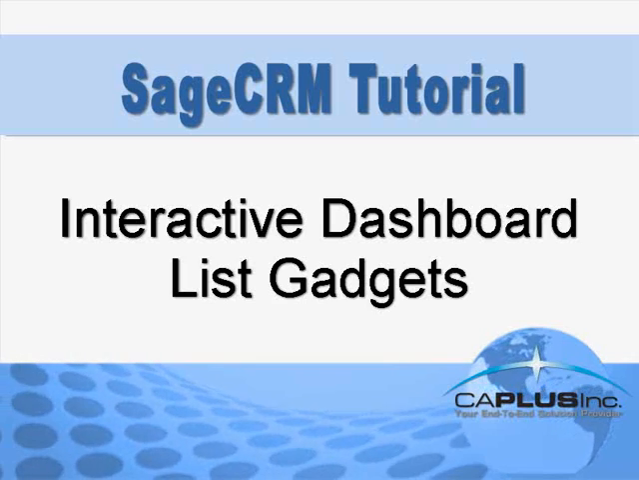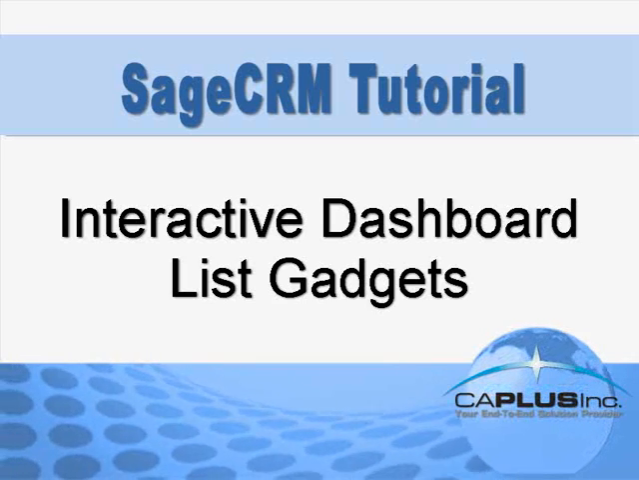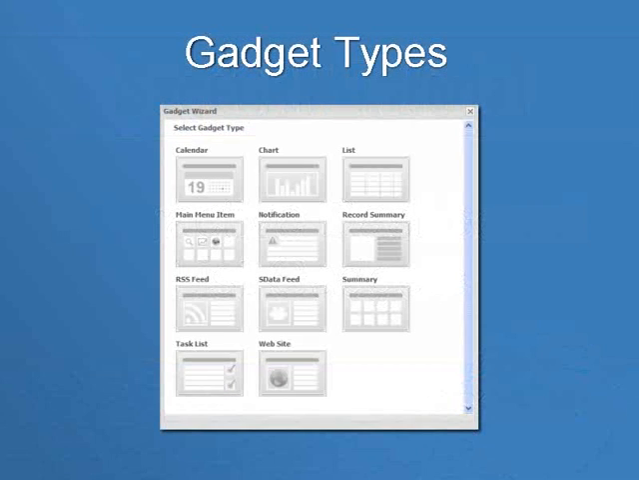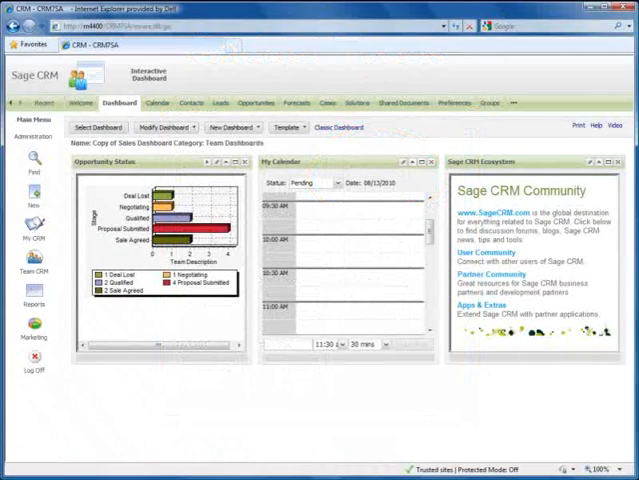Sage CRM allows you to customize the interactive dashboard using gadgets. There are a number of gadget types to choose from, and in this tutorial, we're going to focus on list gadgets. For our example, we'll create a gadget that lists the companies that are assigned to our logged-in user, Susan May. So let's jump right in and take a look.